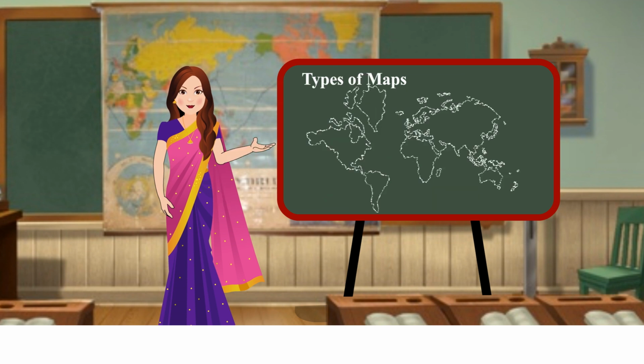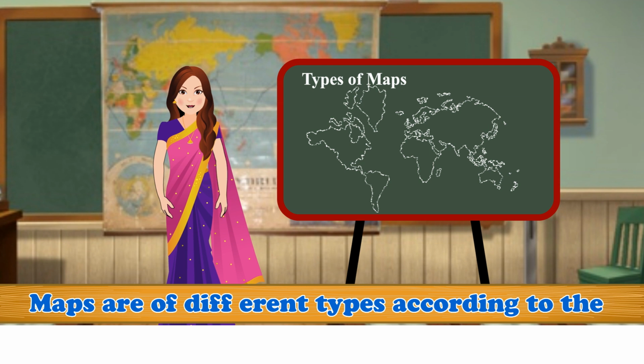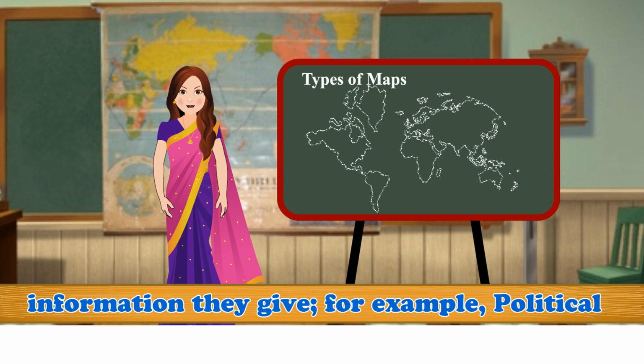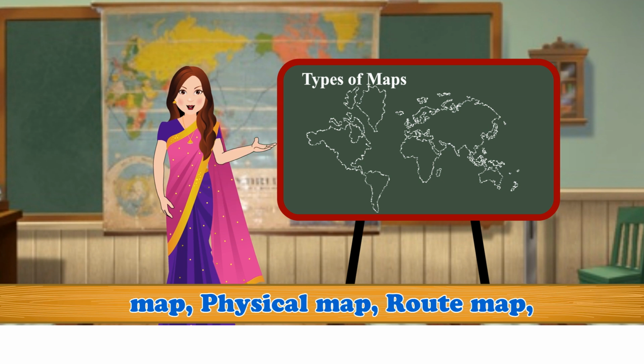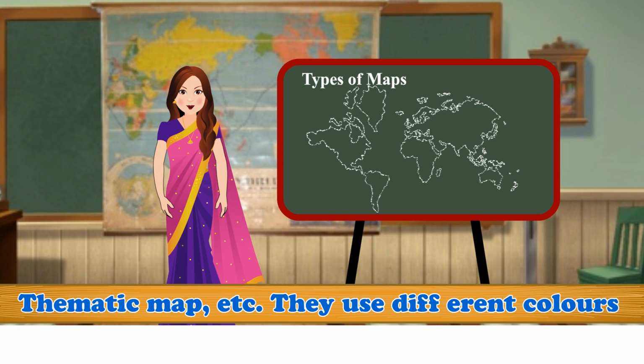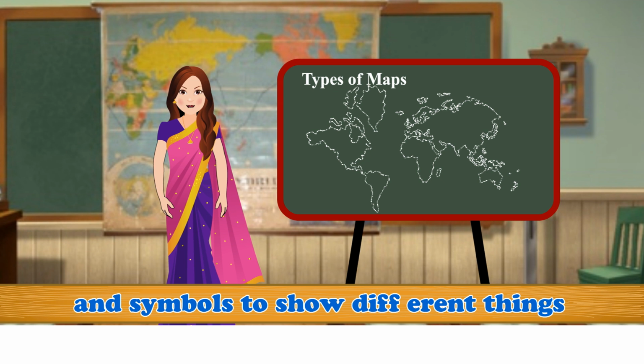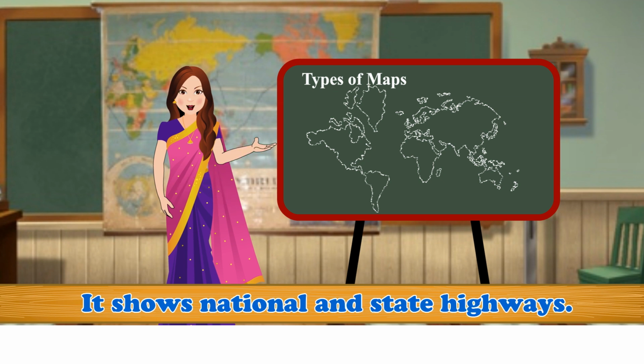Types of maps. Maps are of different types according to the information they give. For example, political map, physical map, route map, thematic map, etc. They use different colors and symbols to show different things on the surface of the Earth.